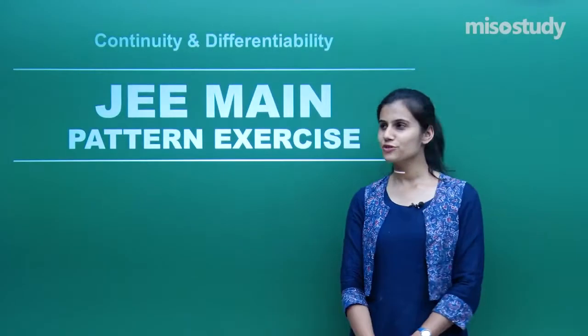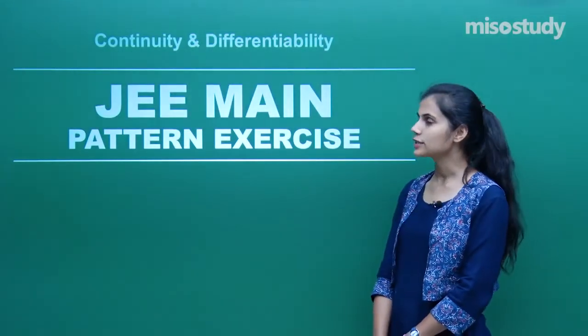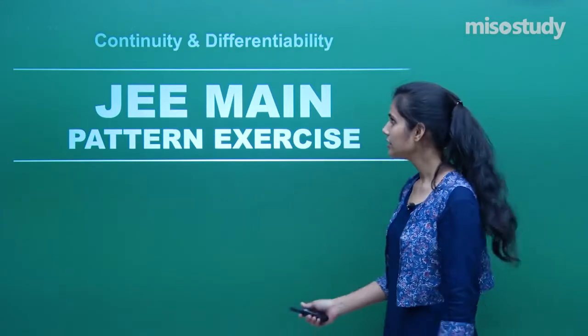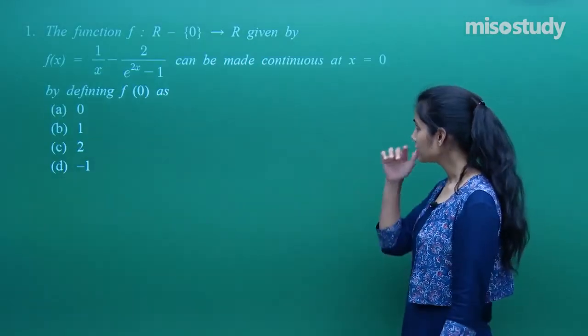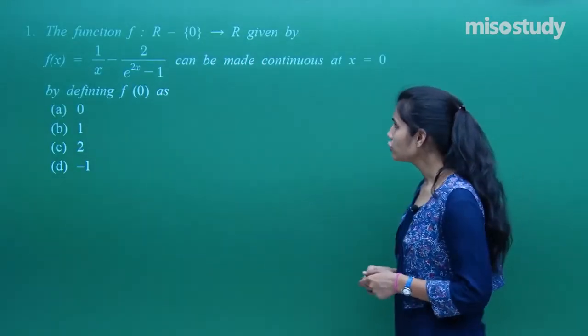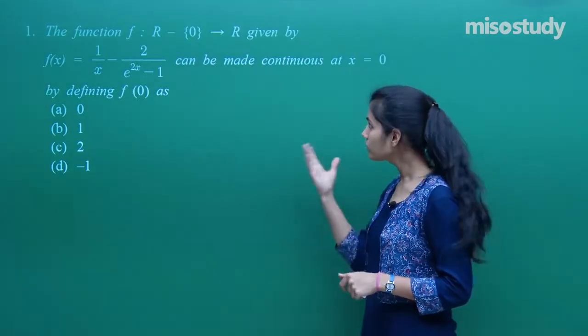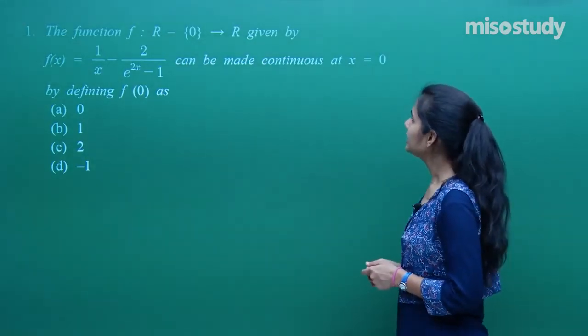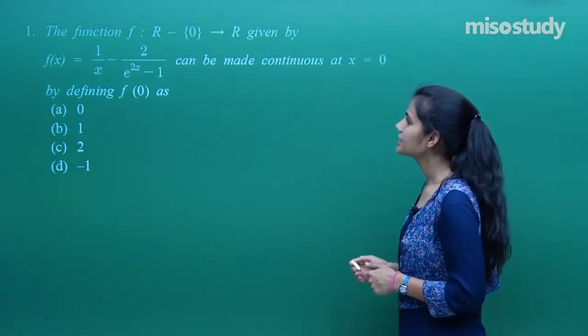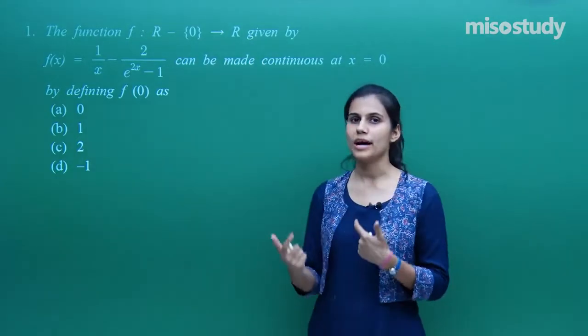Let's discuss the questions on the JEE Main pattern exercises for continuity and differentiability. The first question says that the function is defined from the collection of all reals minus singleton 0 to the collection of all reals like this. This function can be made continuous at x equals 0 by defining f of 0 as what?